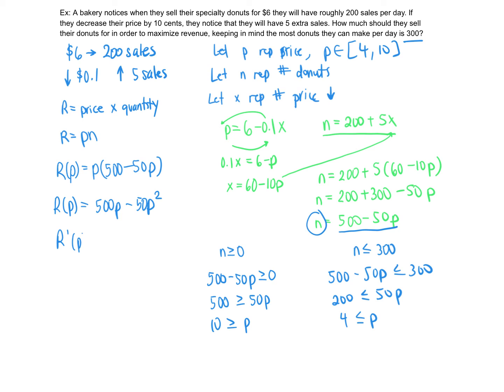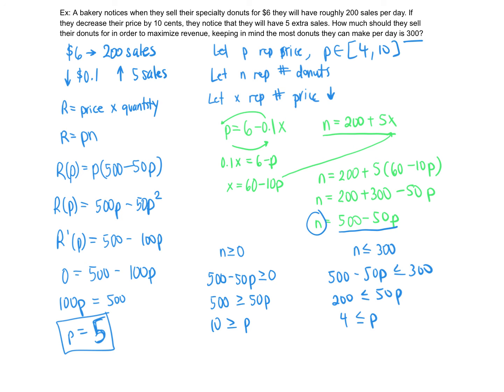So our derivative is nice and quick. It's going to be 500 minus 100p. Let's get that critical point. Set the derivative equal to 0. Bring the p term over. Divide by 100. And we get 5 for the price. So that's our critical point.